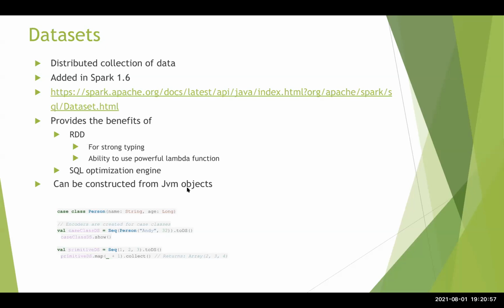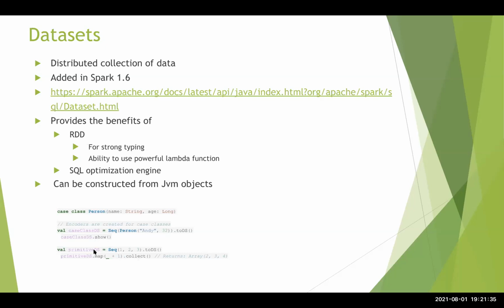Dataset can be constructed from JVM objects. Let's say you have a class Person, and it has two variables, name and age. So you can construct a dataset using this. I have a detailed example of how to create a dataset in various other ways also, but this is one way. If your data is in memory and from that memory you want to convert to a dataset, you can say you have a Scala sequence, call toDS, and you are passing this Person class, which has name and age, and you're converting to a dataset, and you can do this.